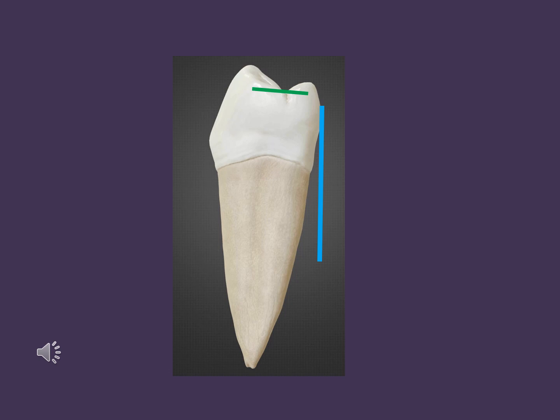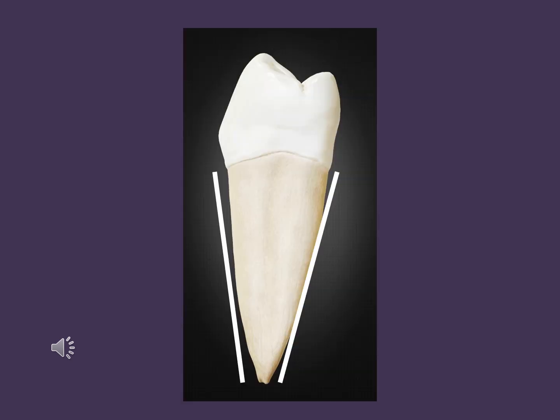Now we'll see the cervical line. The cervical line is curved towards the crown. See the mesial surface. The surface in the mesial aspect is smooth and it is convex in nature.